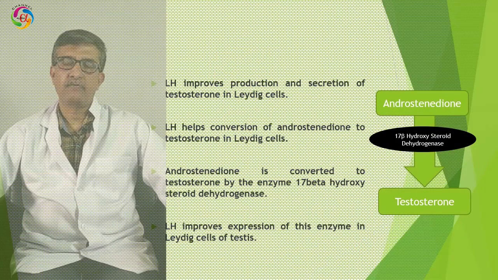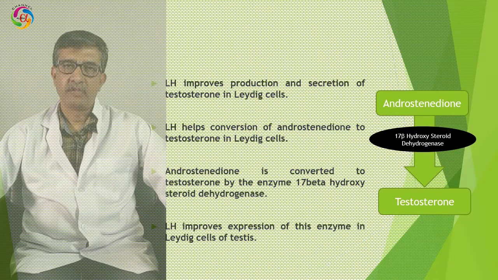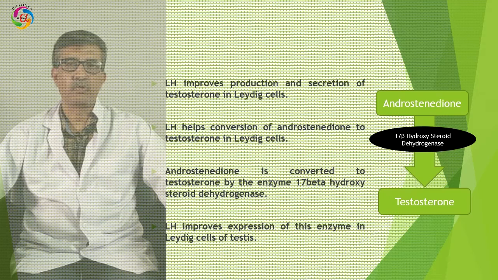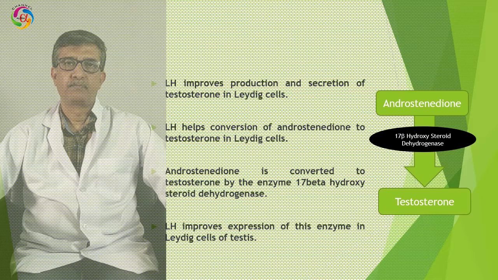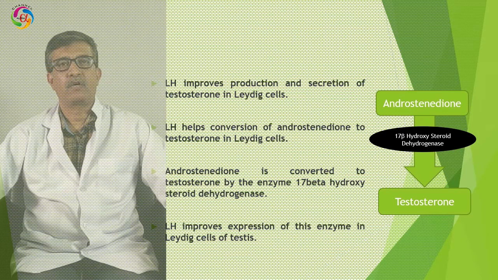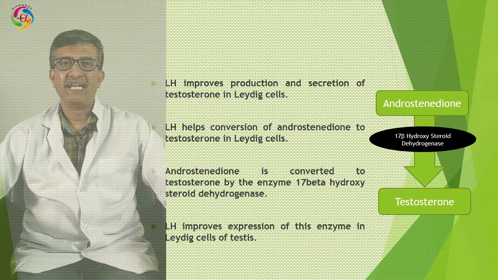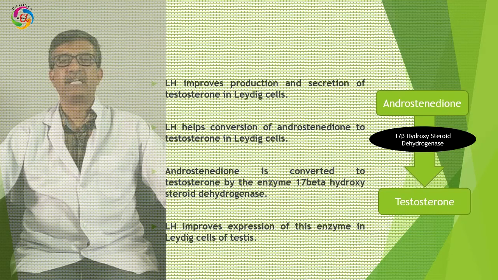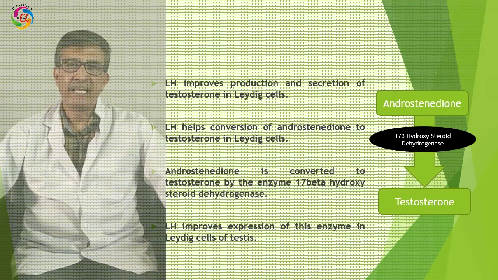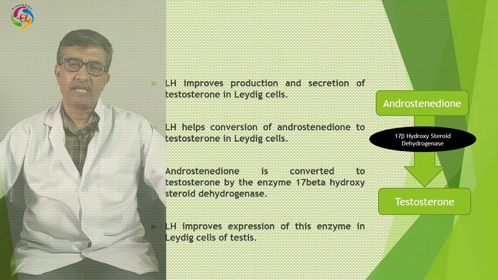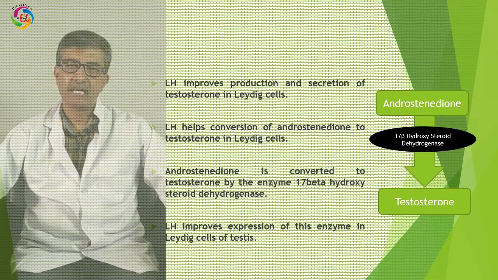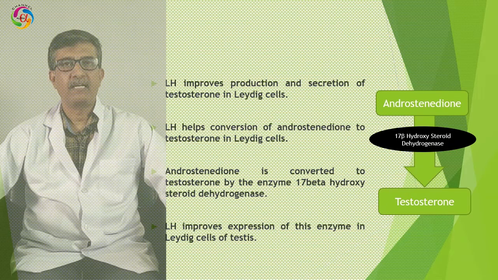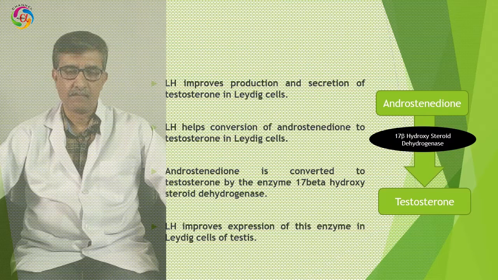Upon stimulation by GnRH, LH is produced from the anterior pituitary. LH improves the production and secretion of testosterone from the Leydig cells of the testes. Now, how does LH help production and secretion of testosterone? LH helps the conversion of androstenedione to testosterone in the Leydig cell.